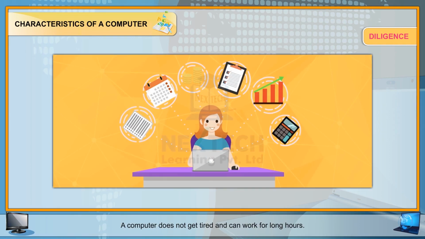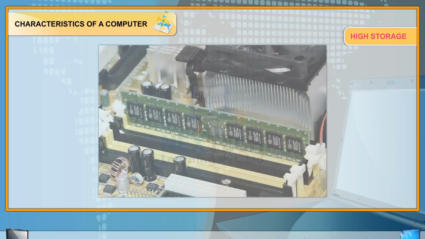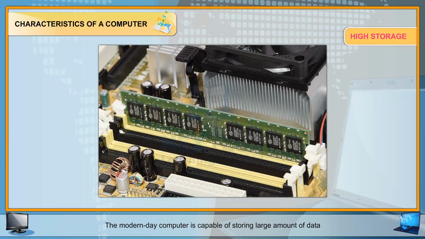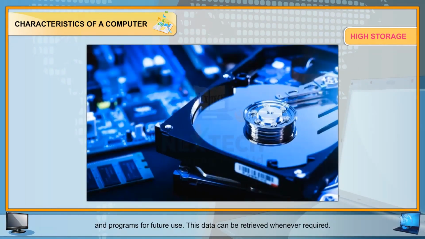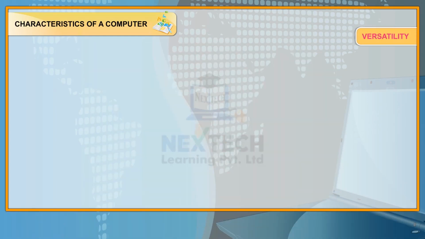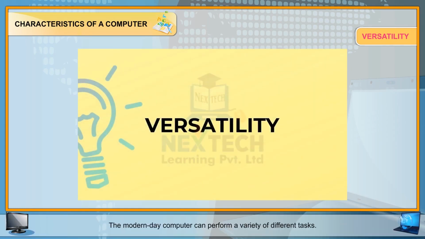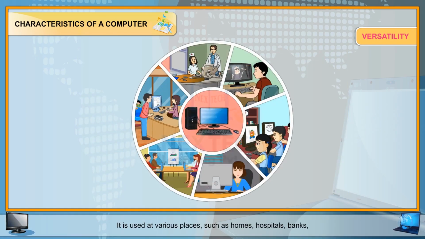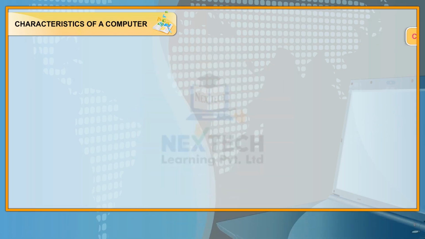Diligence. A computer does not get tired and can work for long hours. It can do the same work again and again with the same accuracy and speed. High storage. The modern-day computer is capable of storing large amount of data and programs for future use. This can be retrieved whenever required. Versatility. The modern-day computer can perform a variety of different tasks. It is used at various places such as homes, hospitals, banks, offices, and schools for performing various activities.